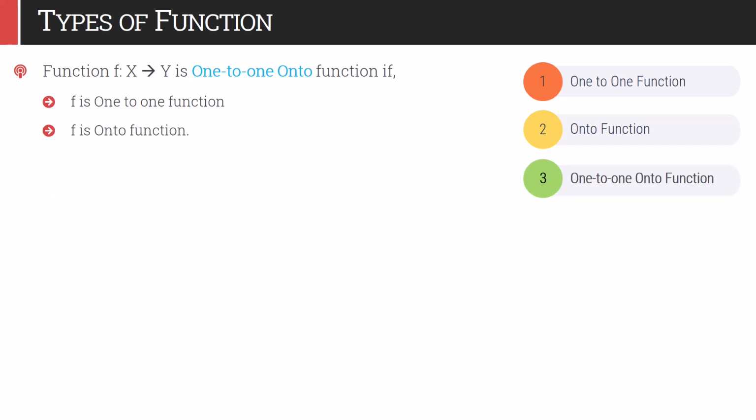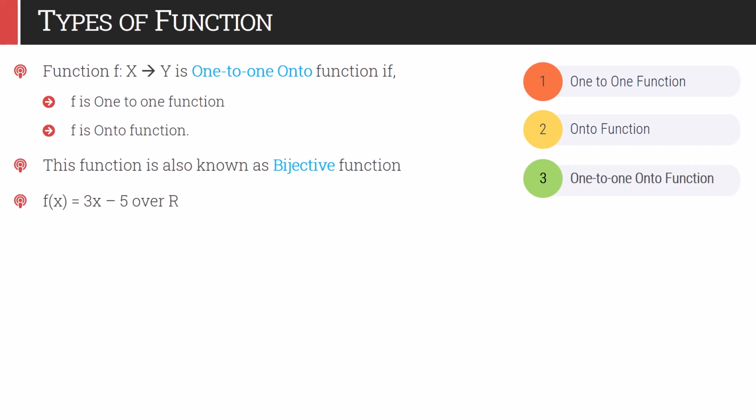The third type of function is a one-to-one onto function. So function f is said to be a one-to-one onto function if it is one-to-one and it is also an onto function. And such functions are popularly known as bijective functions. So f(x) equal to 3x minus 5 over R is one-to-one as well as bijective.